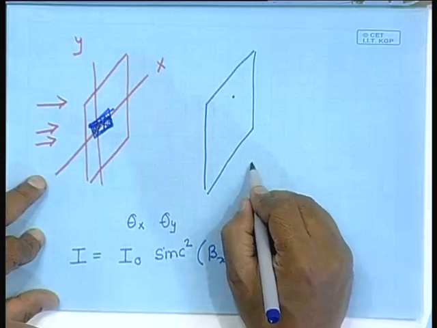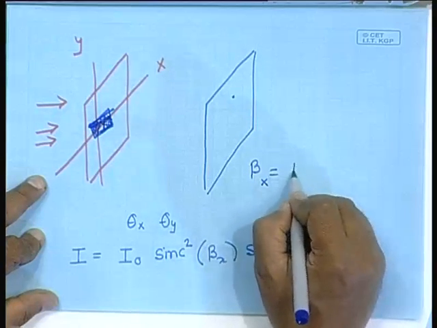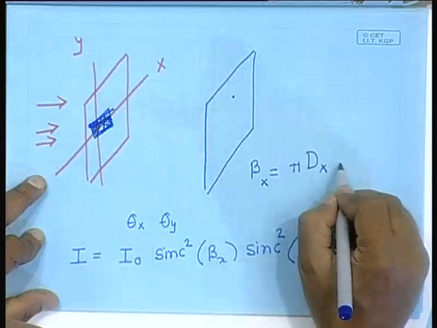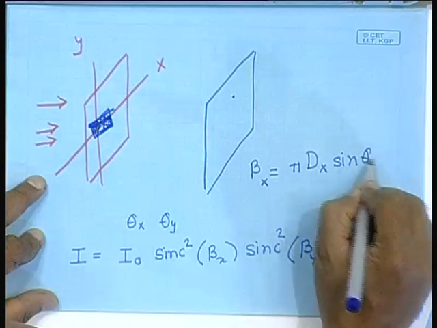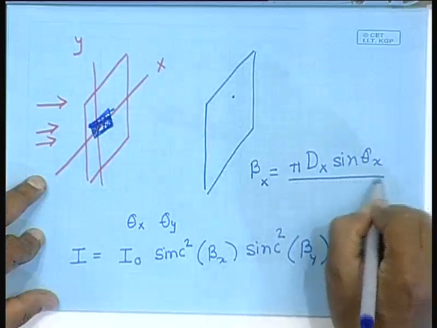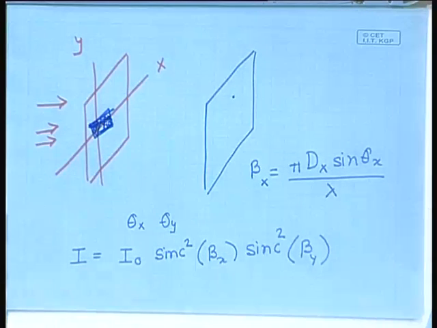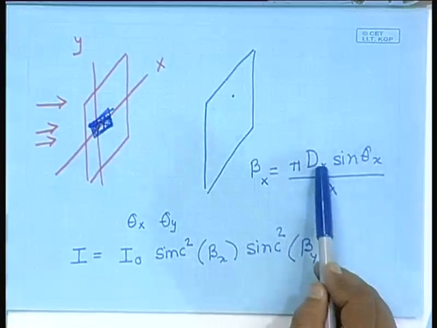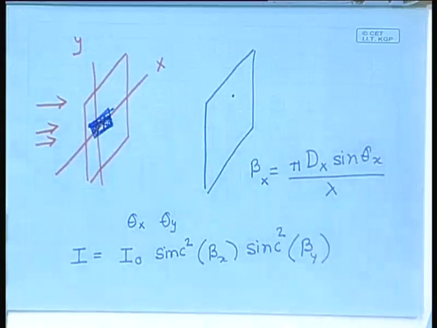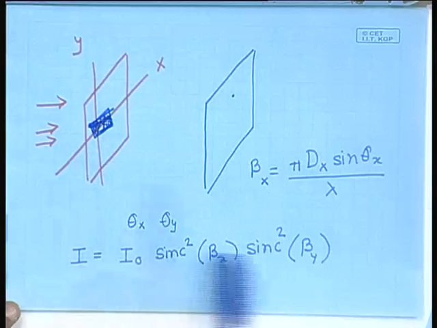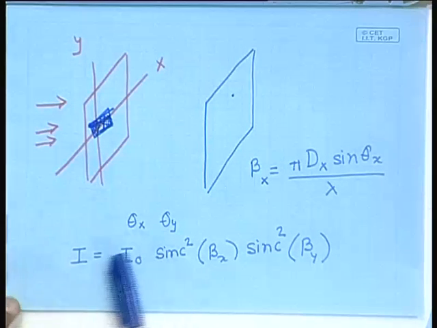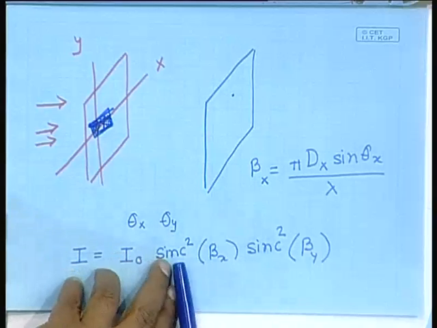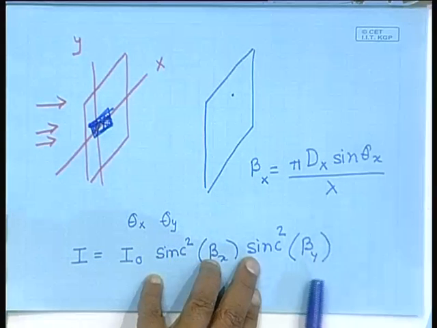where beta x is equal to pi dx sin theta x by lambda, where dx is the width along the x direction, theta x is the angle along the x direction, and beta y is the same as beta x, but I have to replace dx with dy and sin theta x with sin theta y. So, it is the product of the two diffraction patterns. The resultant intensity pattern is the product of sin square beta x into sin square beta y.